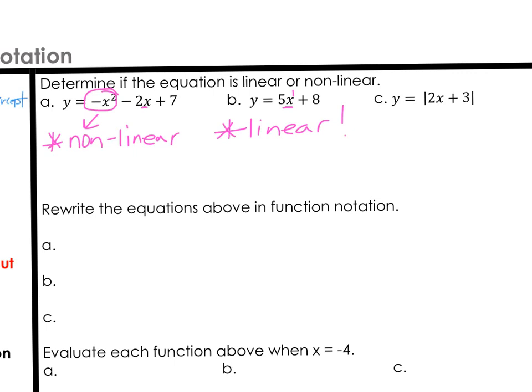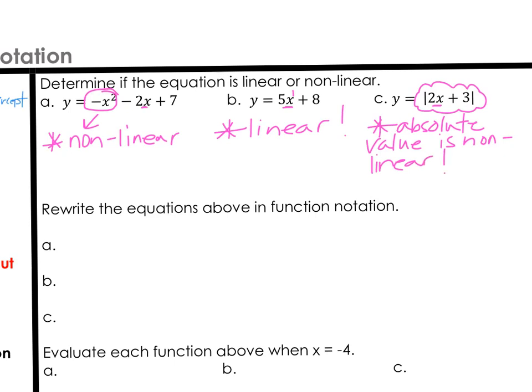Our last one, y equals absolute value of 2x plus 3. This one gets a little tricky because we do see that that x value just has an exponent of 1, but the absolute value part around it is nonlinear. So make sure to write that down. Absolute value is nonlinear. So the bars on each side of the equation are what make it a nonlinear kind of setup.